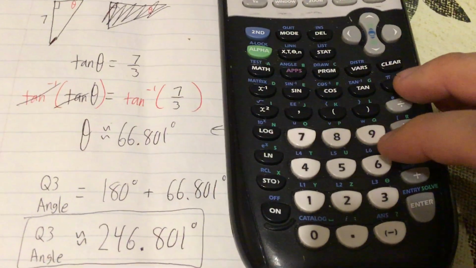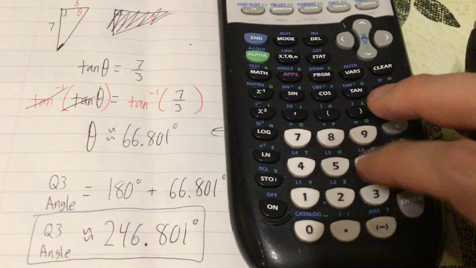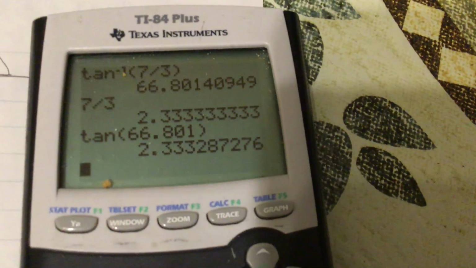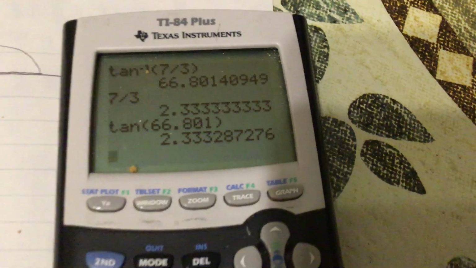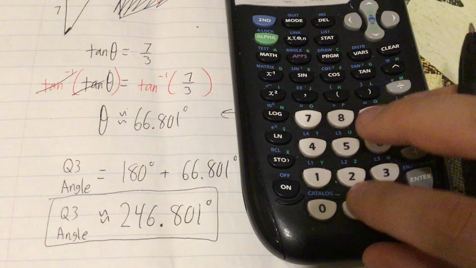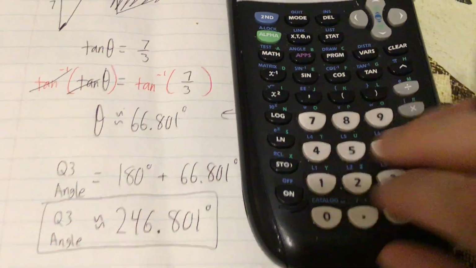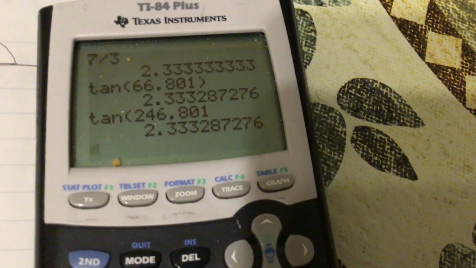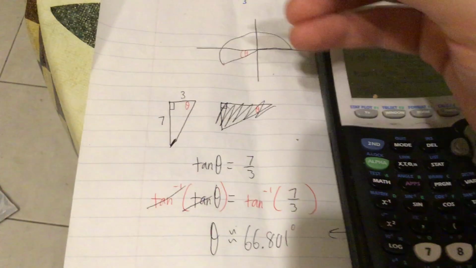And we can check our work by comparing the 7 divided by 3, which is 2.33333333. And you know what I can do? I can compare that to the tangent of 66.801 degrees, 2.333327, so pretty darn close. And I'm going to compare that to the tangent of 246.801 degrees. Yeah, and remember, it's between 180 and 270, so yeah, it's in quadrant 3.